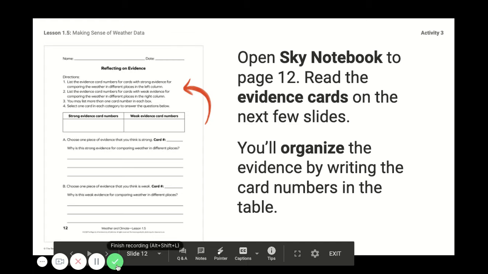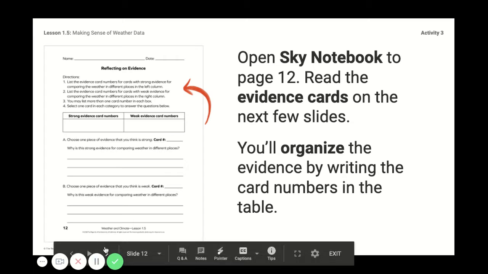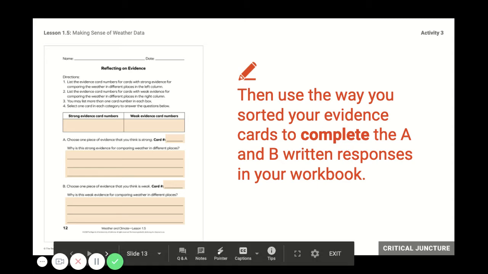Open your Sky notebook to page 12. You're going to read the evidence cards on the next few slides and organize the evidence by writing the card numbers in the table. Let's look through the pieces of evidence together. Once you've found your pieces of evidence, you'll go back and answer questions A and B on worksheet page 12.